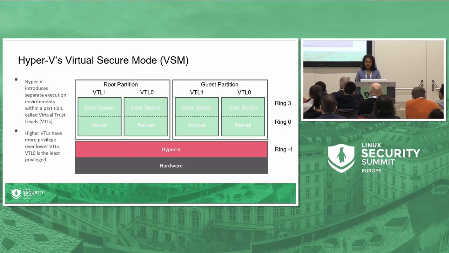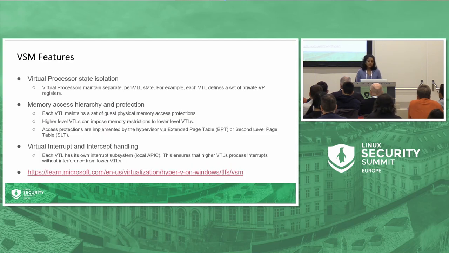The other property established through VSM is that higher VTLs have more privilege over lower VTLs, which means in this case, VTL 1 is a more privileged execution environment than VTL 0. Some of the other VSM features include virtual processor state isolation. Virtual processors maintain a separate per-VTL state, and each VTL can define its own set of private processor registers. It allows for memory access and hierarchy protection through extended page tables or second-level page tables. Each VTL maintains its own set of guest page tables, the first-level page tables. Further, a higher VTL, like VTL 1, can impose memory restrictions on lower VTLs, like VTL 0, which the lower VTL cannot turn off.